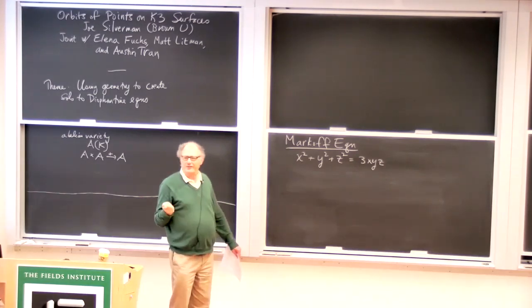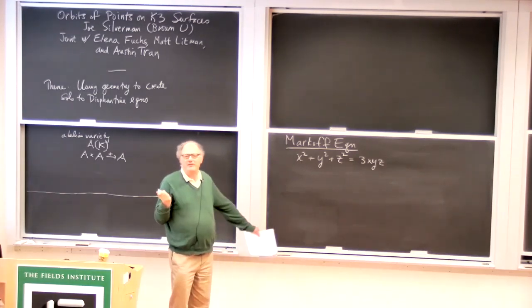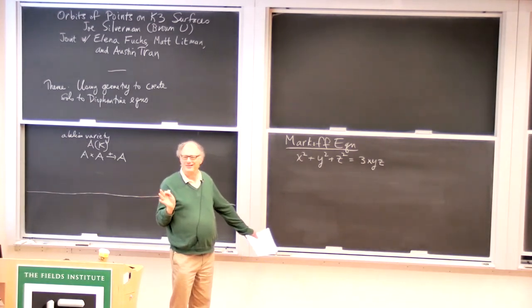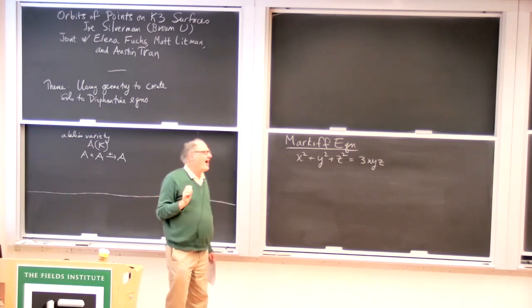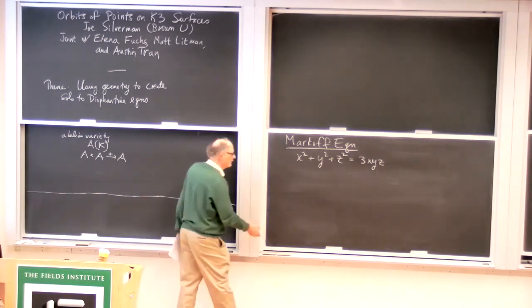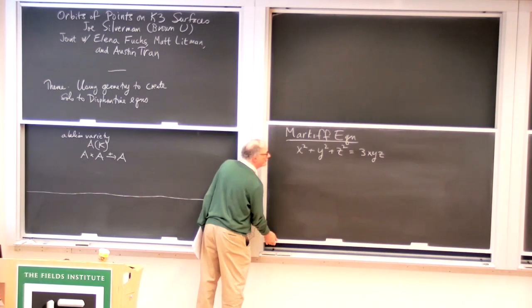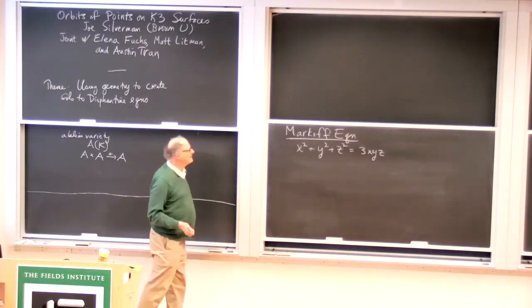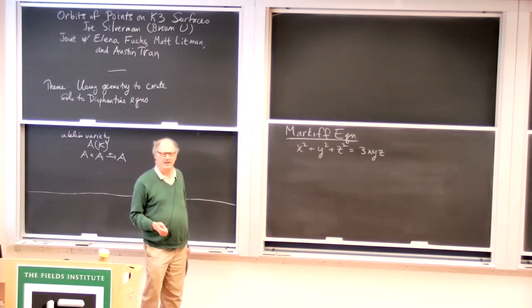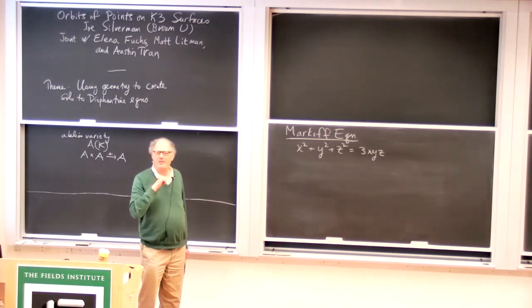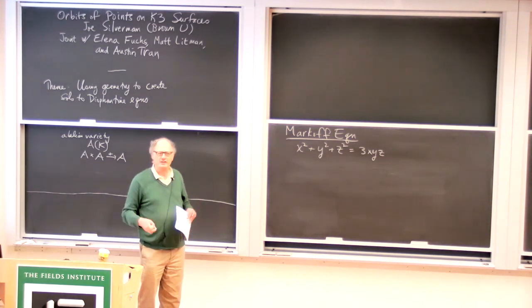Just so I can get an idea, how many people have seen the Markov equation and played with it a little bit? It's fine if no one has. Okay, wonderful. Then you're in for a treat, because it's a very beautiful theory. Markov studied this in the 1890s, and it came up because he was working on Diophantine approximation, which rational numbers approximate quadratic irrationals.